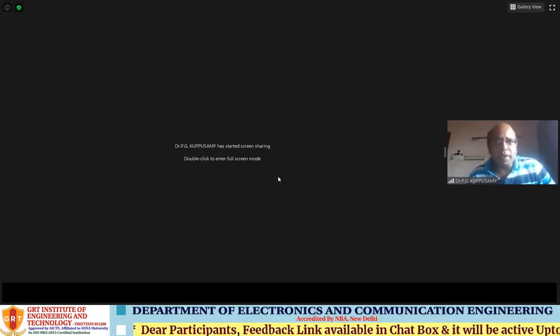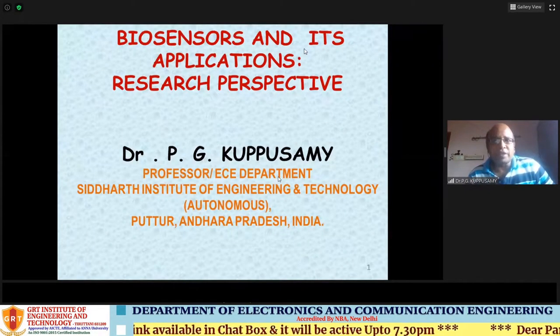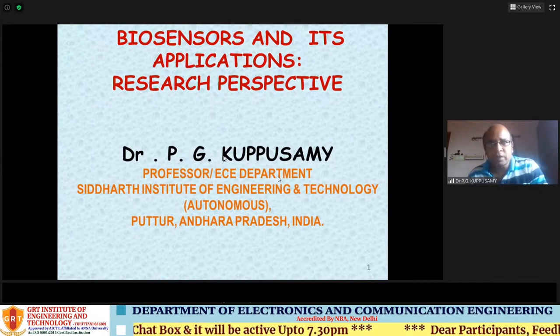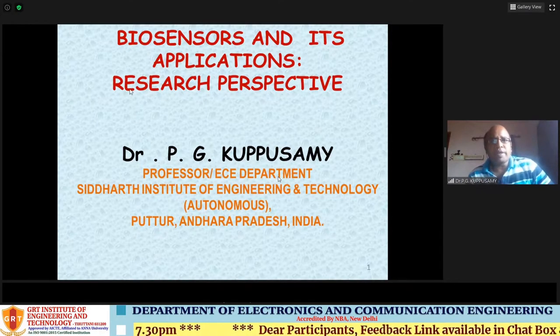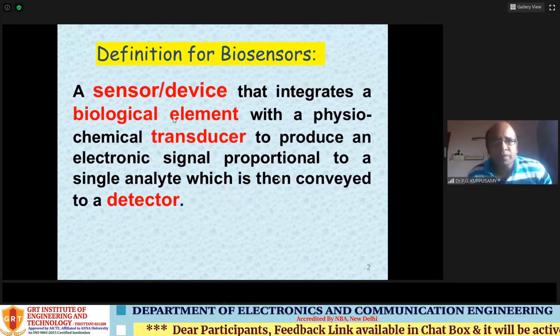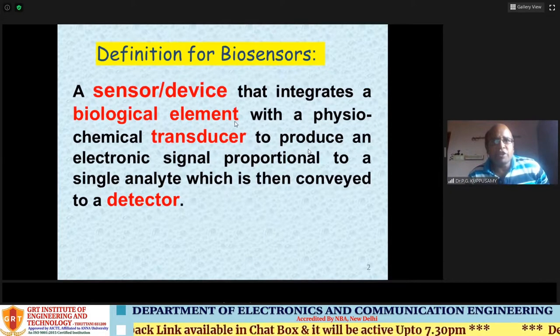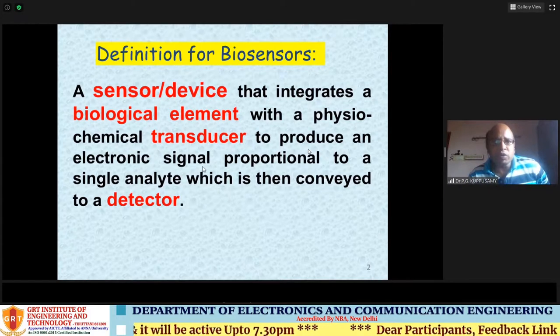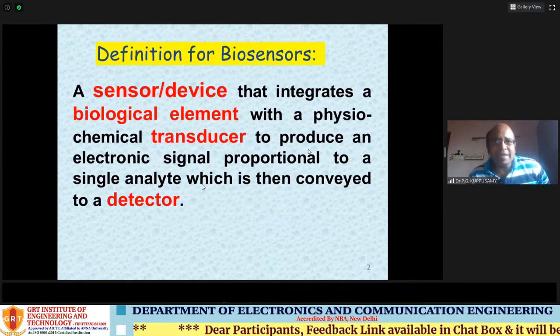Now we know the definition of biosensors and their applications. So what is the definition of biosensors? A sensor or device that integrates a biological element with a transducer in order to produce an electronic signal which is proportional to a single analyte, which is then conveyed to a detector.